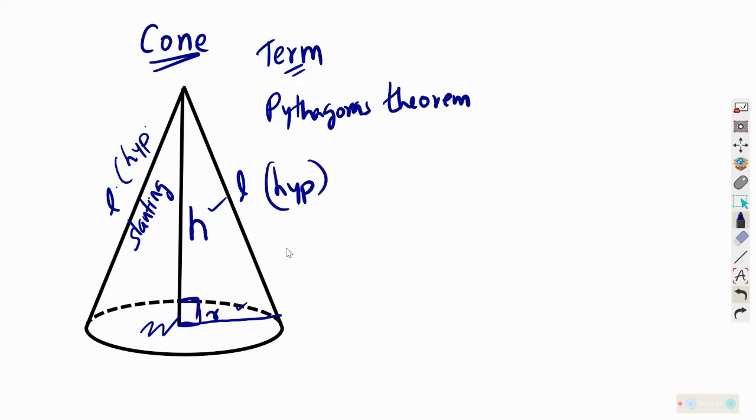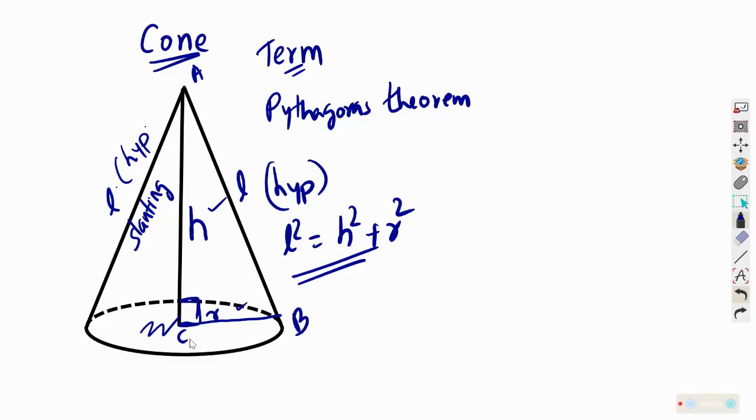So in that case, we can write L square, the hypotenuse square, is equal to the sum of the squares of the other two sides. So please keep this in your mind. You can name this triangle like A, B and C as center here, and accordingly you can explain how this slant height can be calculated using Pythagoras theorem.